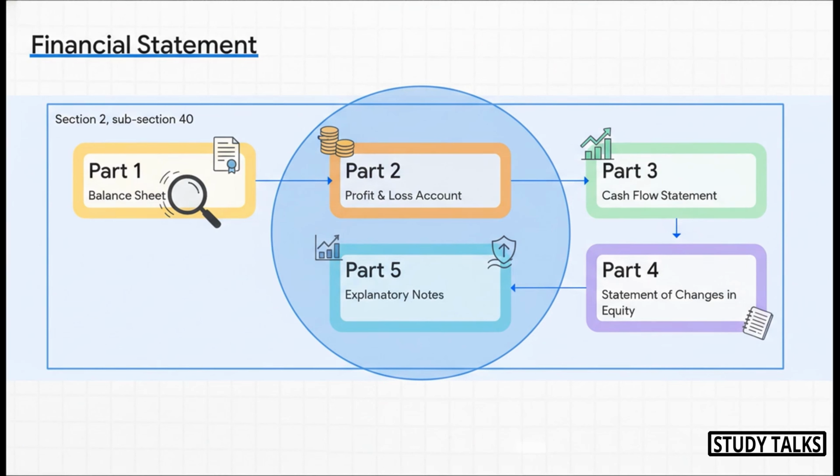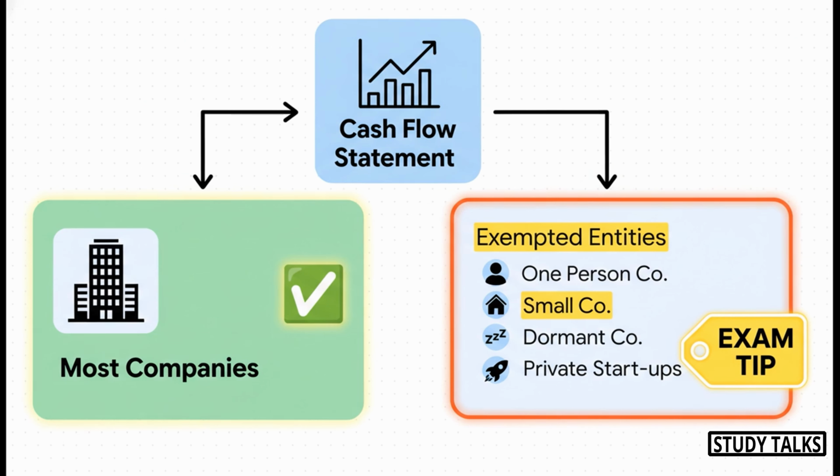Next up, financial statement. What's actually in it? Well, Section 2(40) gives us a very clear 5-part list. You've got the balance sheet, the P&L account, the cash flow statement, the statement of changes in equity, and of course, any explanatory notes that go with them. But wait, there's a key exception here, especially regarding the cash flow statement. While most companies have to prepare one, the law carves out an exemption for a few specific types: one-person companies, small companies, dormant companies, and certain private startups. This is prime material for case studies, so definitely remember these exemptions.